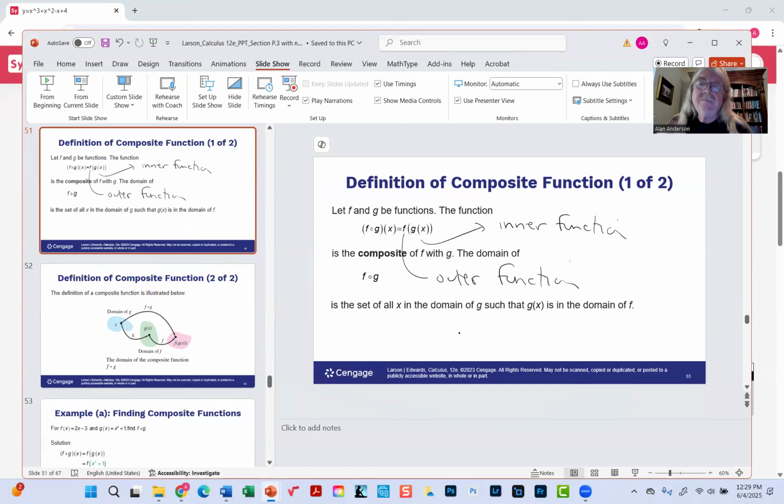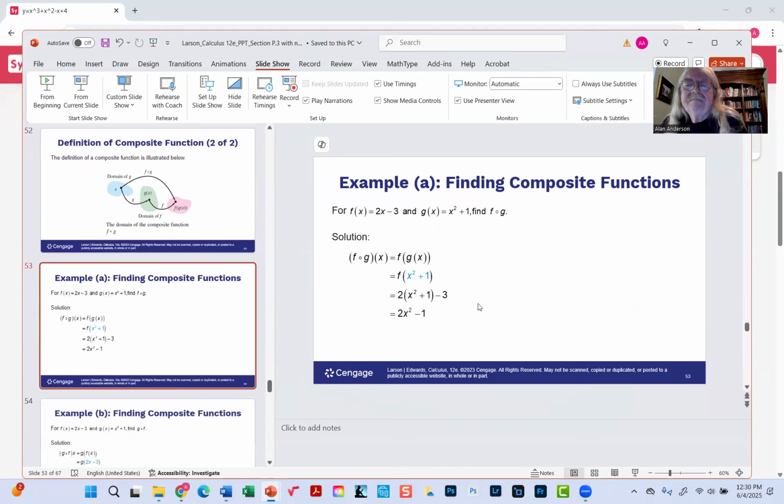By the way, not that we're going to do this here, but there's nothing to stop us from having more than one inner function. We can have as many functions as we want, but here we'll stick with two. So, all right, here's a good example. Let's make sure we understand how this works.